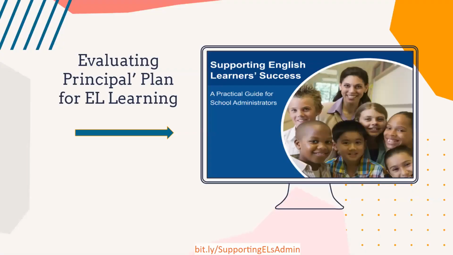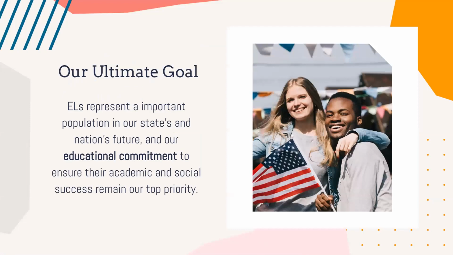So here is the plan that we have referenced several times, and in the back of it, there is a tool for evaluating your success. And I would encourage you to make 2 to 3 goals going into a school year of what you are going to do to support the ELs in your building. But before we go on, we want to go back to our ultimate goal. What is the ultimate goal of all this work that we're doing?